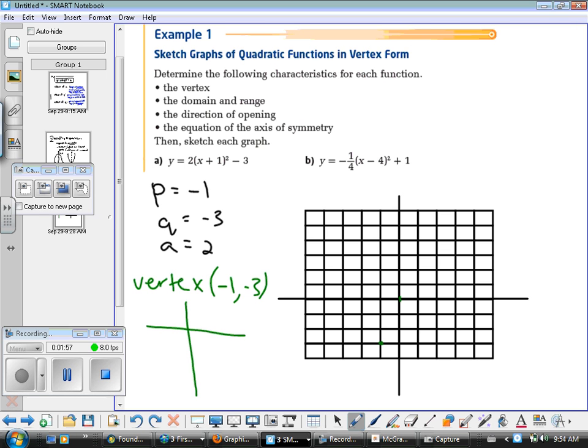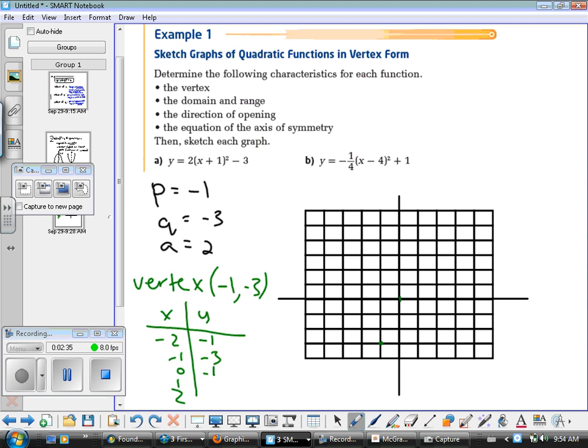Normally I would do more, probably negative 2, negative 1, 0, 1, 2. In your book, they only ask you to find 2 or maybe even 1 other point when you're graphing a parabola. If I put x equals negative 2 into my formula, I get negative 1 squared, 2 times 1, so I get y equals negative 2 plus... y equals negative 1. If I put x equals negative 1 in there, it's negative 3. I know that, that's my vertex anyway.